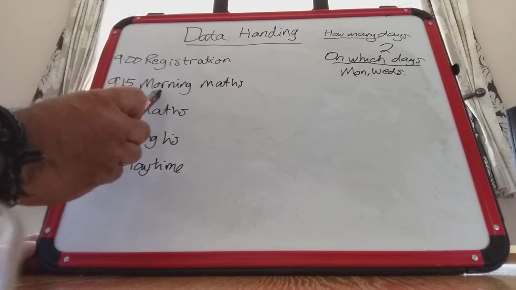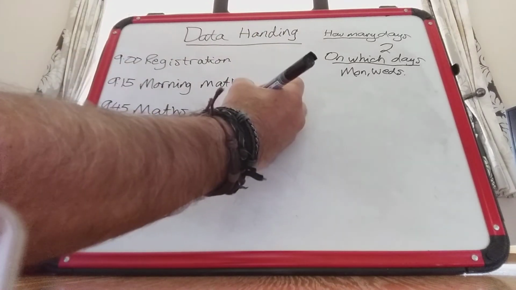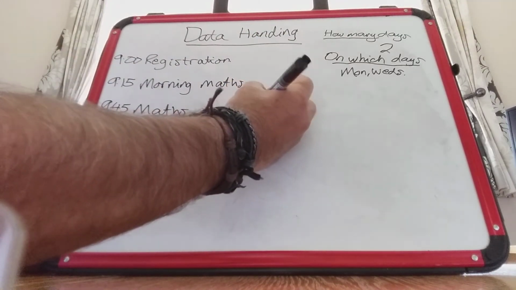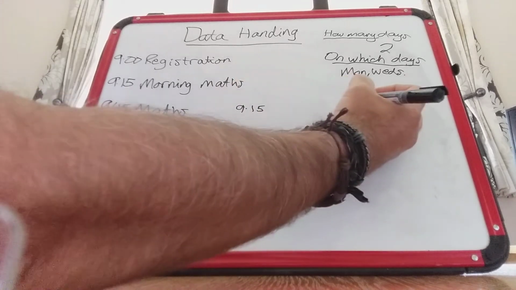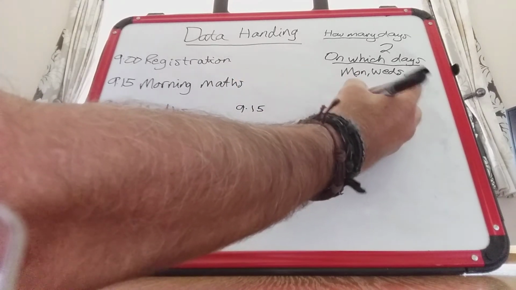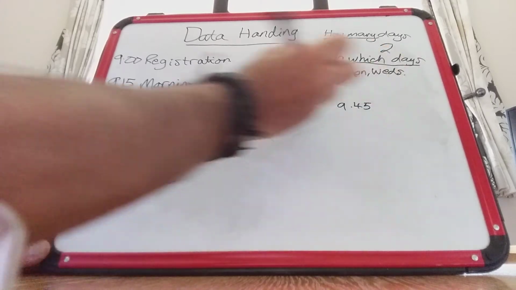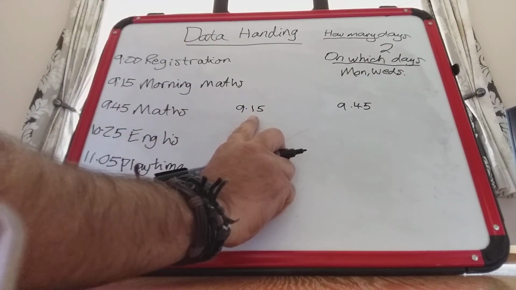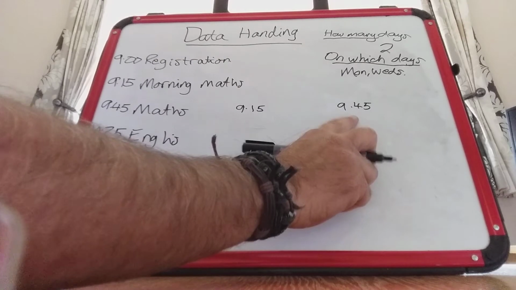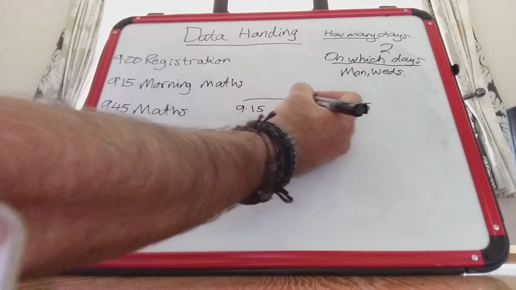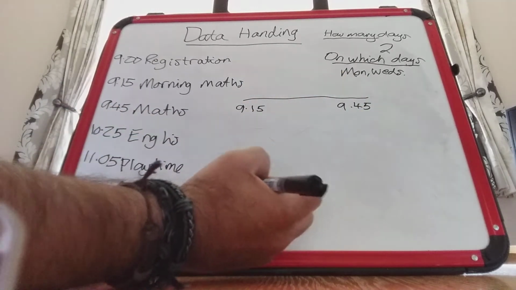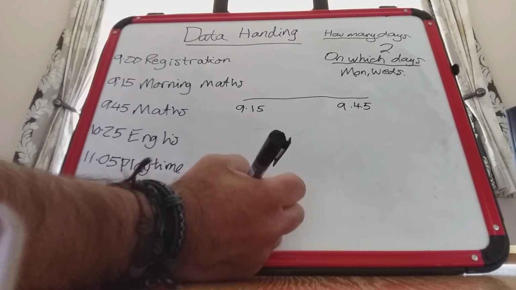Now we can see that the morning maths lesson starts at 9:15 and then finishes at 9:45. And I'm just in the way there, aren't I? You can't see. Okay, 9:15 and 9:45. And this isn't too difficult, but what you could do is you could just use a number line.